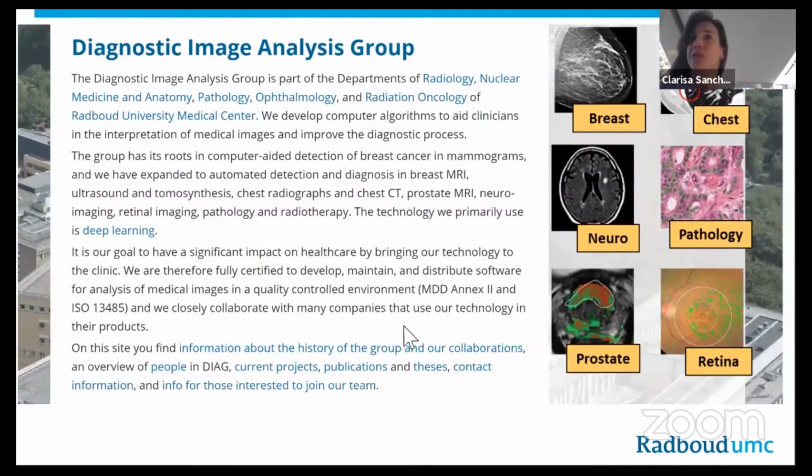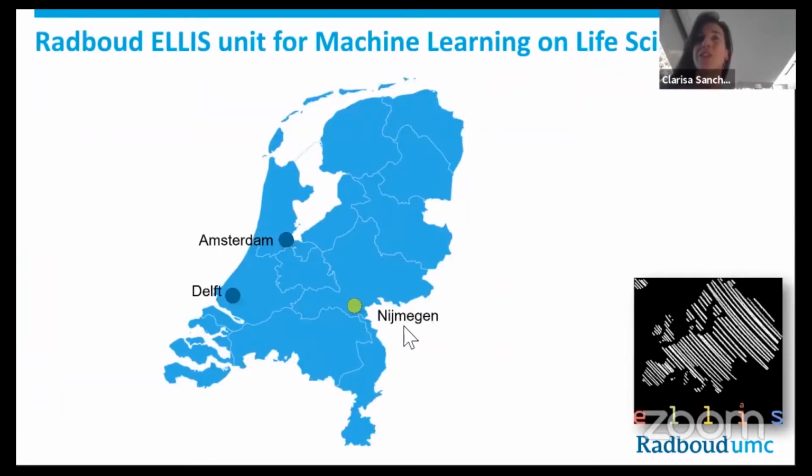And just a brief introduction to my group. The Diagnostic Image Analysis Group is in the Radiology Department at Radboud University Medical Center, and we are focused on developing computer algorithms with machine learning to aid clinicians in the interpretation of medical images. We are focused on different parts of the body and different types of images, and one of our focuses is chest imaging analysis. I would also like to share recent news that the Radboud ELLIS unit has been awarded for machine learning and life science, and I'm happy that the DIA group is part of it.